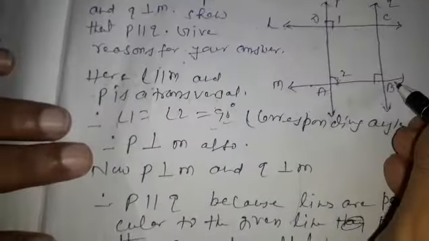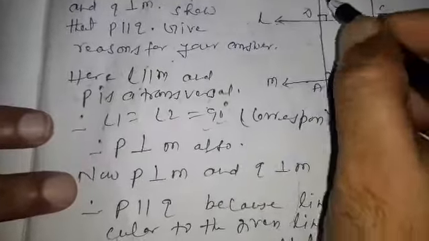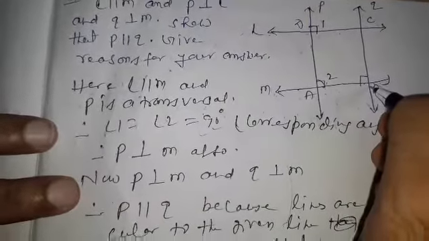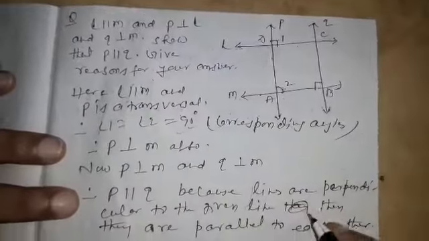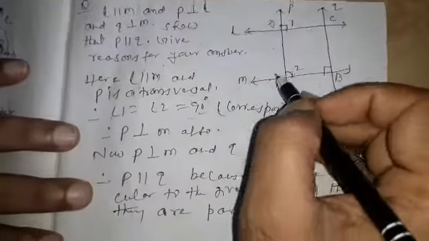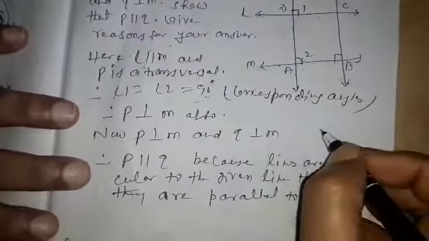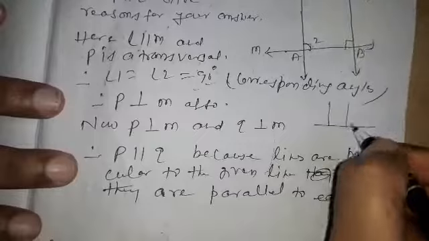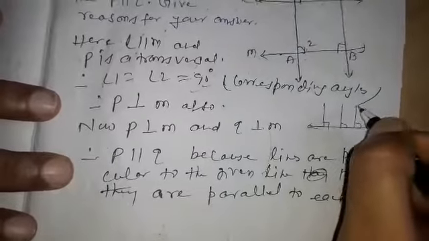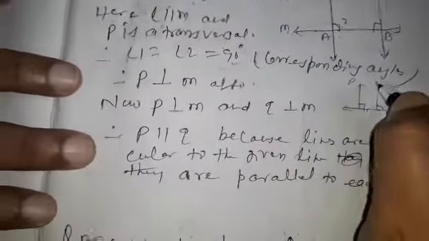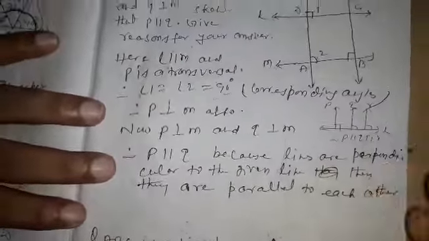So P is perpendicular to M also. Now P is perpendicular to M and Q is also perpendicular to M, so P and Q are parallel, because lines perpendicular to the same line are parallel to each other. If two or more lines are perpendicular to the same line, they are parallel to each other. So if P, Q, R are all perpendicular to this line, then P is parallel to Q is parallel to R.